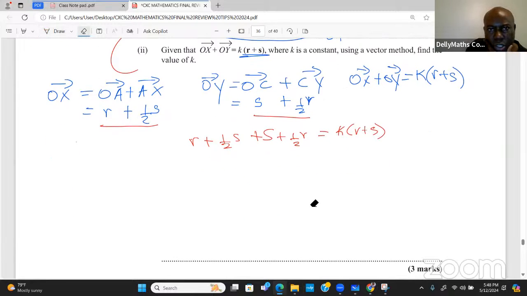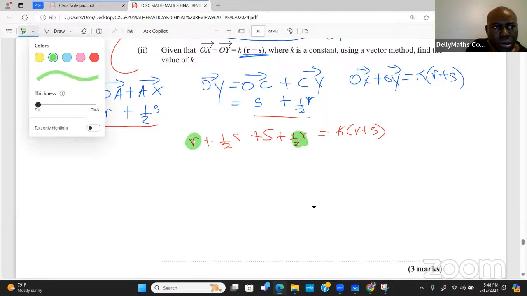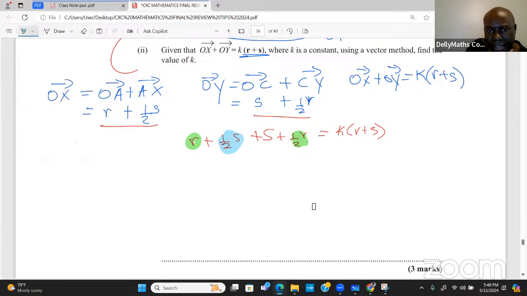I see like terms, I feel good. I'm going to put the R's in front. R, half R. I'm going to color code ideas. Half S, 1S. Let's put it together. 1R plus half R is 1.5 R. If you want to call 1.5 or 3 over 2, it's up to you. So 3 over 2 R plus half S plus 1 more S is 1.5 S. You can say 3 over 2 S if you want. And this is still equal to K times R plus S.